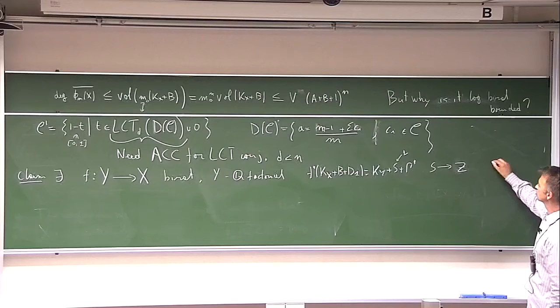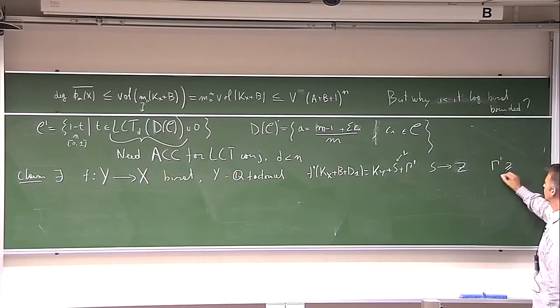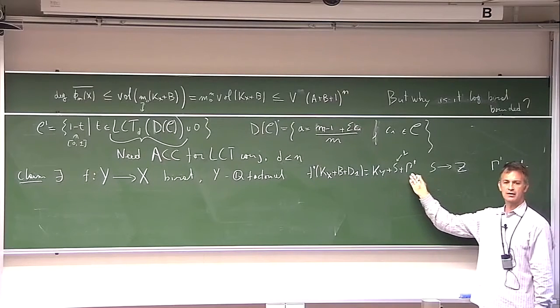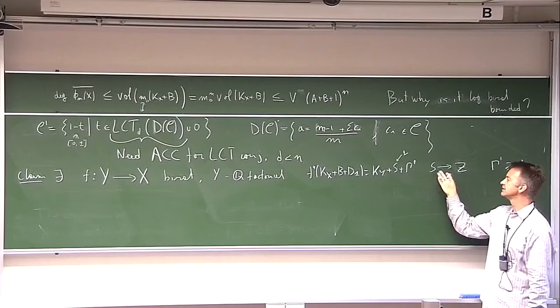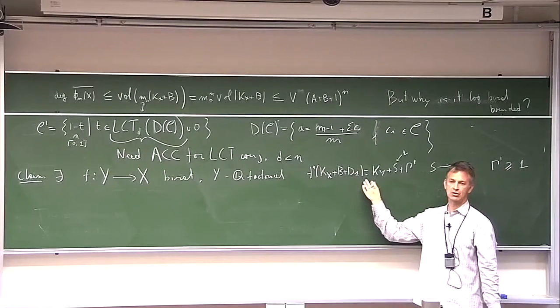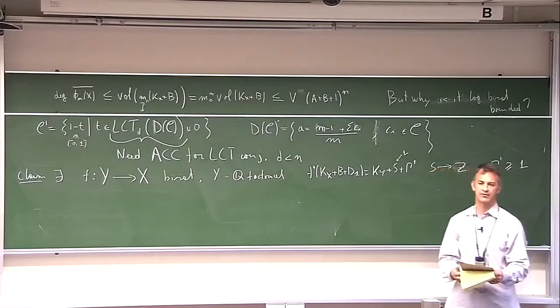And I'm also going to assume that the coefficients of gamma prime are all greater or equal to 1. Unluckily, there may be many coefficients that are strictly greater than 1, corresponding to points at which this pair is not Kawamata log terminal. Then these necessarily will have coefficient greater than 1.